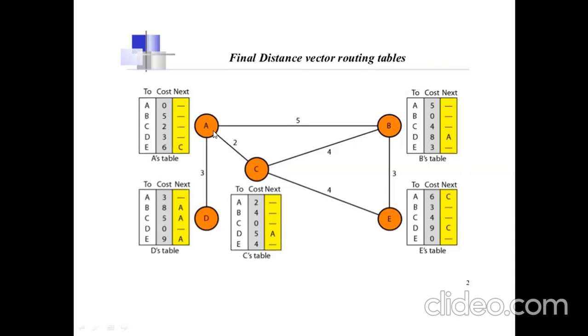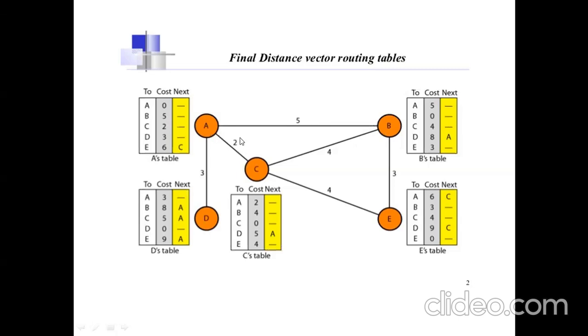Cost is nothing but the number on the line connecting two nodes. That number we call the cost. A to A means there is no connectivity within the node itself, which is why it is written 0. Now A to B: the line connecting to B is 5, so the cost is 5. And then A to C.